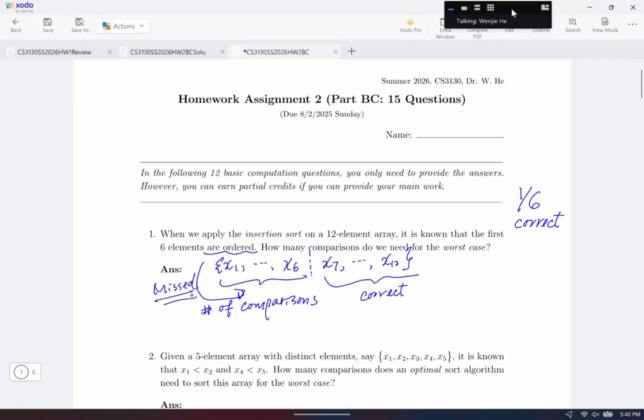Why is that? The reason is they based it on this condition. Based on my experience, I try to understand their thinking. Since the first 6 elements have been sorted, that means we do not need to do anything, right? So they start insertion from X7. That's not correct.